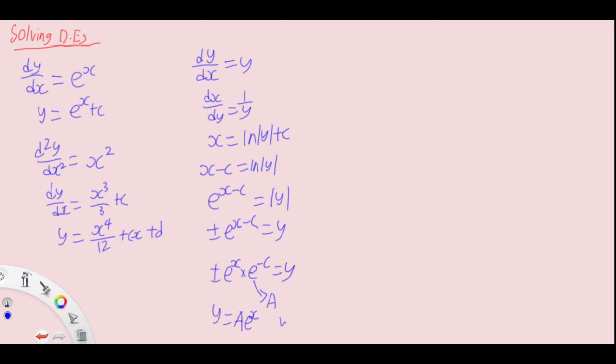And what happens is that we have y equals A times e^x, where A is now plus minus e^(−c). And this helps us get rid of the ambiguity. And if we have actual values of x and y, we are able to solve for the value of A. There we have it. We have solving differential equations.